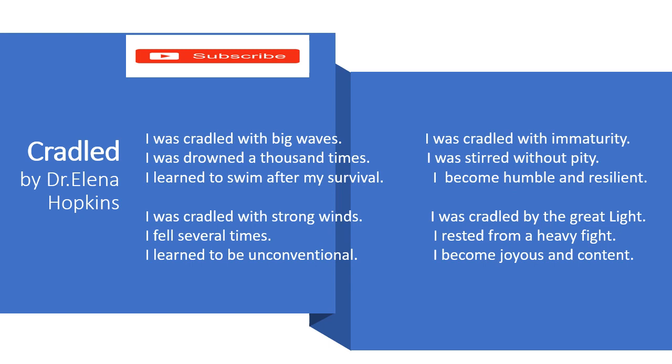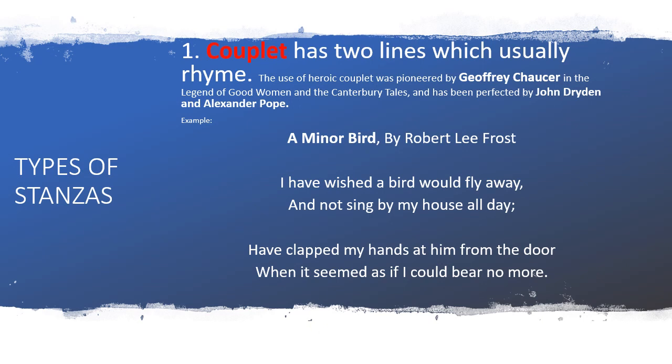Let's have the types of stanzas. This is teacher L for the types of stanzas. There are 8 types of stanzas. Let's start with couplet. Couplet has 2 lines, which usually rhyme.